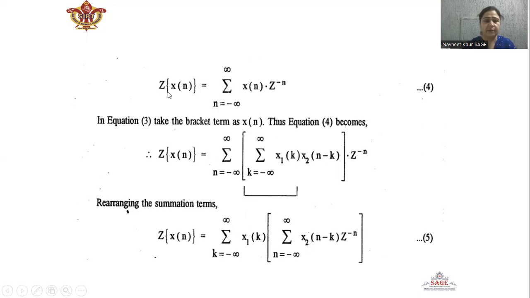Now, I'll write the formula for X(z), which is the summation of x(n) z raised to the minus n, n equal to minus infinity to plus infinity. Since I want to find out the z transform of x1(n) convolution with x2(n), I'll put the formula for convolution in place of x(n), which is summation k equal to minus infinity to infinity x1(k) x2(n minus k). Rest of the terms will remain same. Now I'll rearrange the summation terms. I'll take summation of k and x1(k), then I'll take second summation of n and x2(n minus k). Z raised to the power minus n will be taken along with this summation.